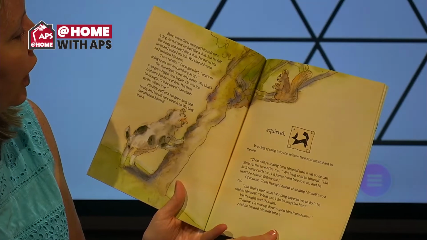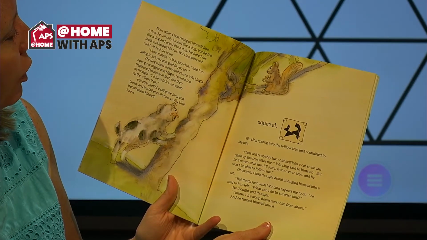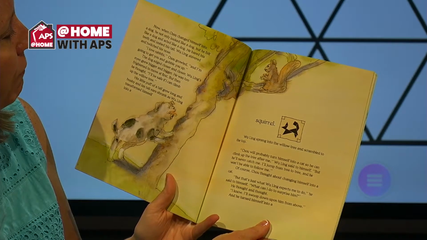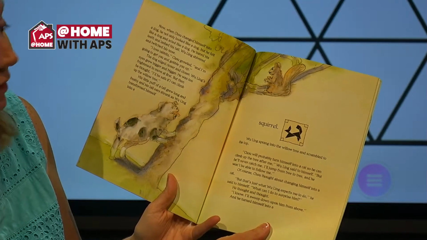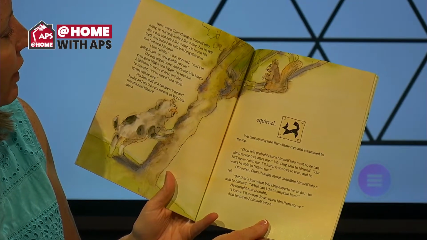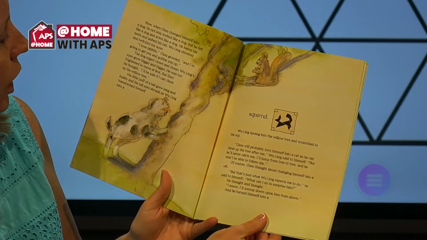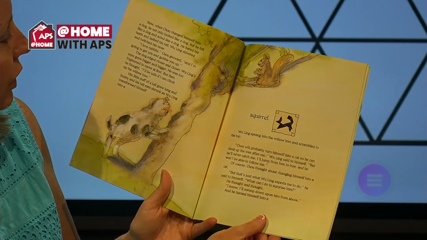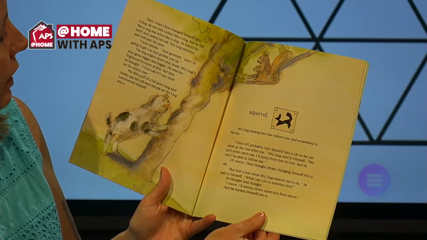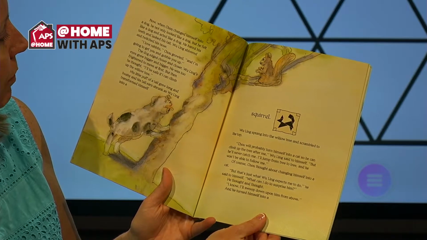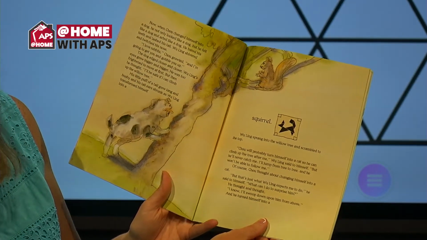Now, when Chow changed himself into a dog, he not only looked like a dog, but he felt like a dog and acted like a dog. He bared his teeth and lashed his tail. Wu Ling shivered and twitched his nose. "I love rabbits," Chow growled, "and I'm going to get you and gobble you up."